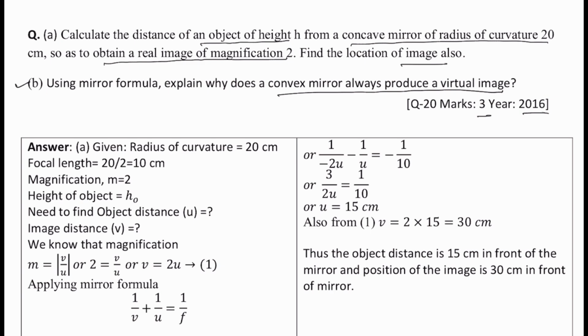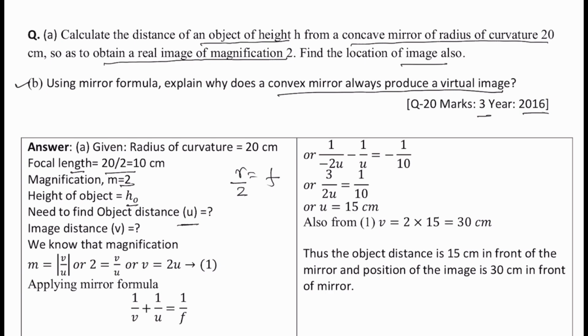So we know that the focal length is half of the radius of curvature. Let us find out the focal length, because the radius of curvature is given. Magnification is 2. Height of the object is h. We need to find out the object distance and image distance.